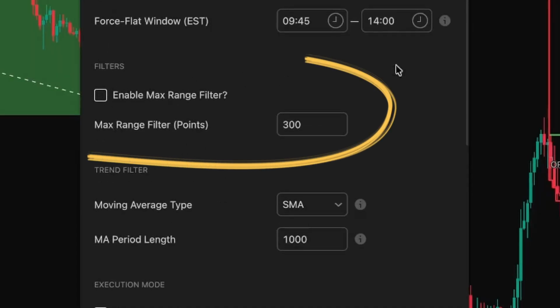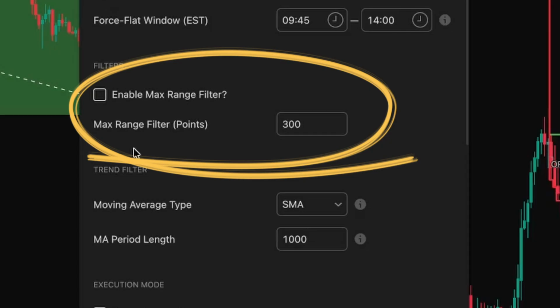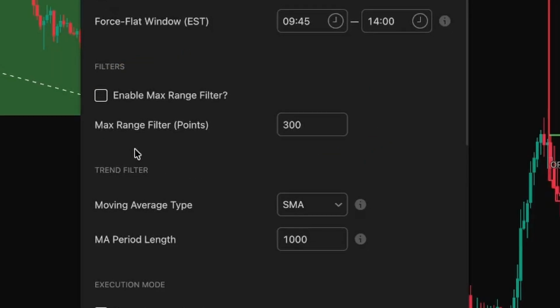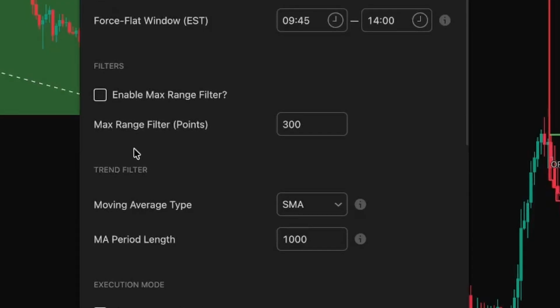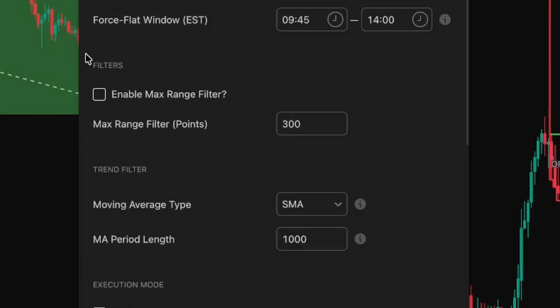I do have a filter here as well. This is like the max range of the ORB itself. If the ORB is too large, there's a very good chance that you will lose. So I added this filter. If you want to use it, you can. For backtesting, you don't really need this, but you can if you want a potentially higher win rate or to avoid giant news at a specific time frame.